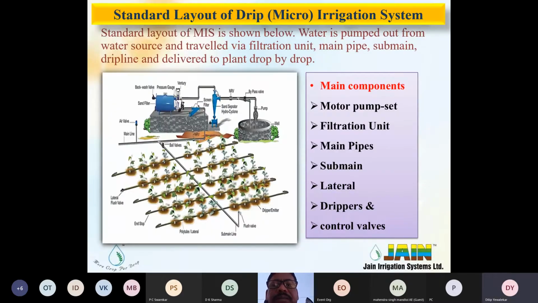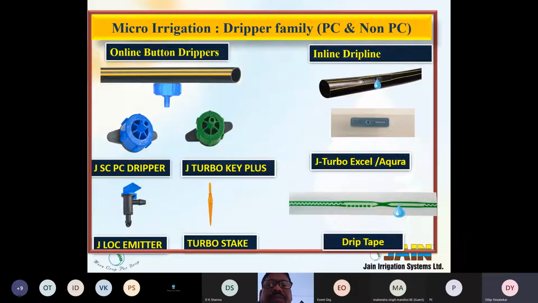Now, what are the components involved in a micro irrigation system, in India and in the entire world? The main components are the motor pump set, filtration system, main pipeline, submain line, lateral or drip lines, and control valve. These are the major components common anywhere in the world. We are going to see one by one how the components look and how they work. First we go with the drippers.